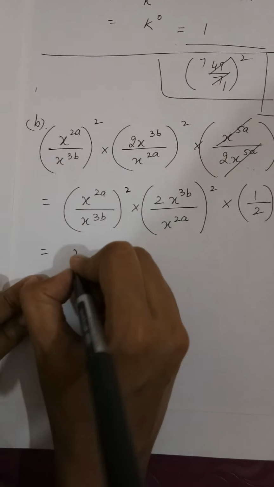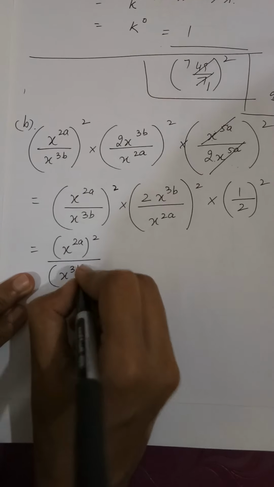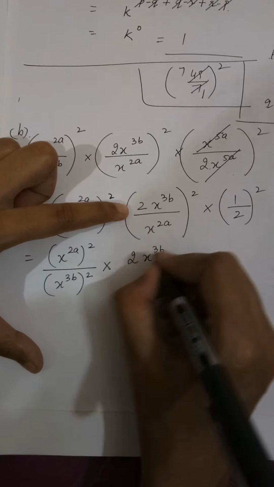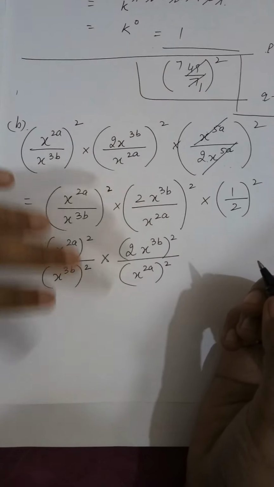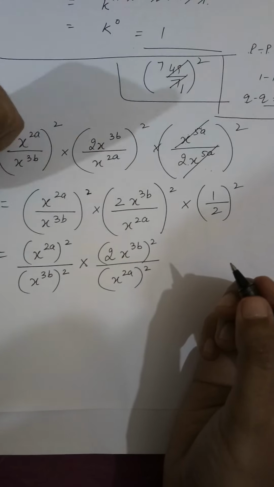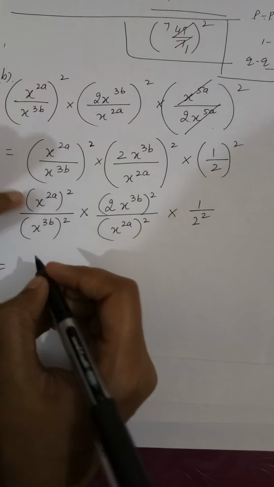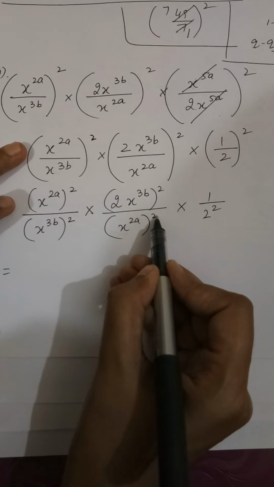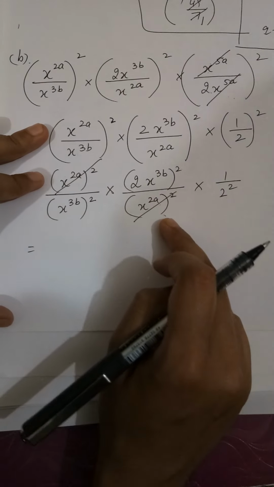So what it will be, (x to the power 2a) whole square upon (x to the power 3b) whole square, into (2x^3b) whole square upon (x^2a) whole square. I am just separating the powers in numerator and in the denominator because they are already in the combined form, into 1 upon 2 square. Now this will remain as it is. Can you see that (x to the power 2a) whole square and (x to the power 2a) whole square, these are same, and I can cancel these two because they both are coming same, right?